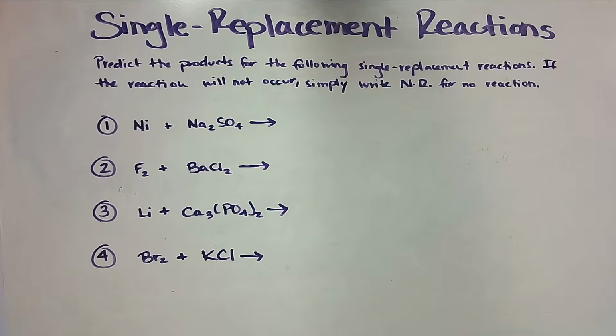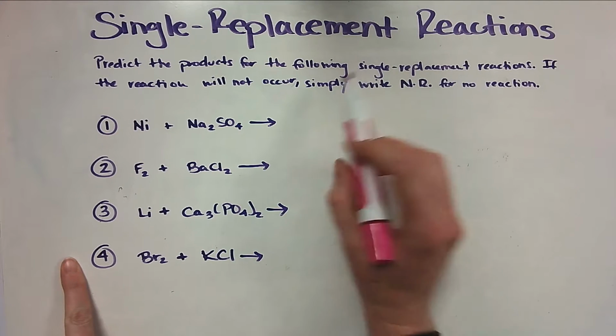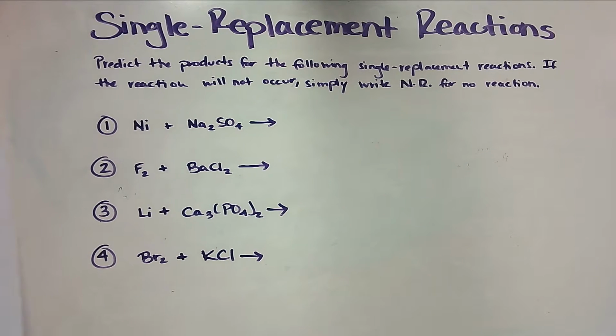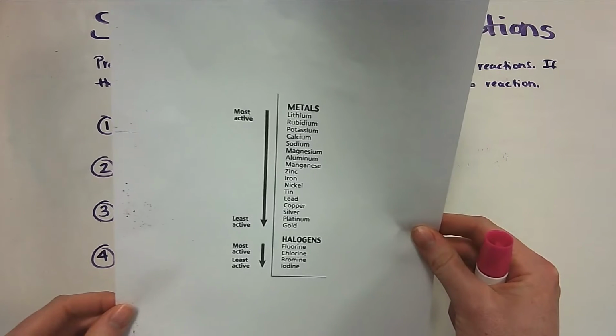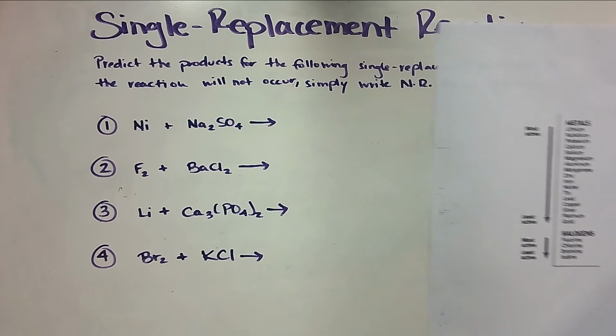Hey chemistry students, this tutorial is going to focus solely on single replacement reactions. In the below four equations, we're going to predict the products. If the reaction can not occur, we will simply write NR for no reaction. And as we go through these problems, we're going to use our activity series. So I'm going to set that to the side.